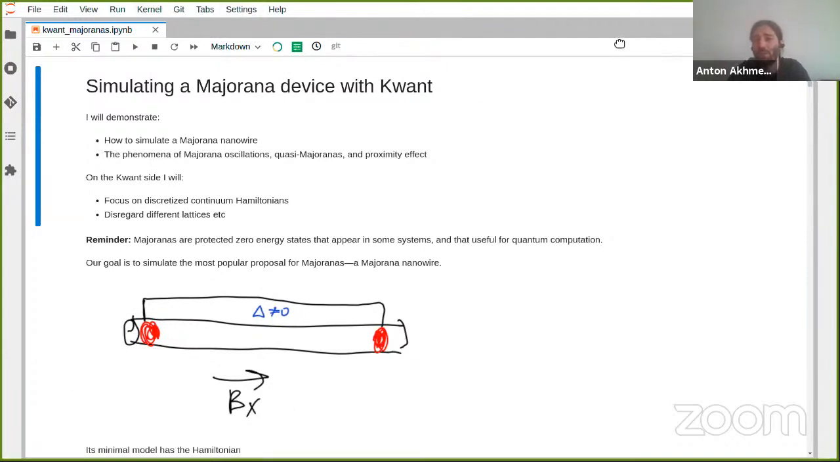So today I'm going to demonstrate what the simulations of Majorana devices look like, and you could use a whole lot of software packages to do so. I'm going to demonstrate this using Quant. But the main principles are the same.